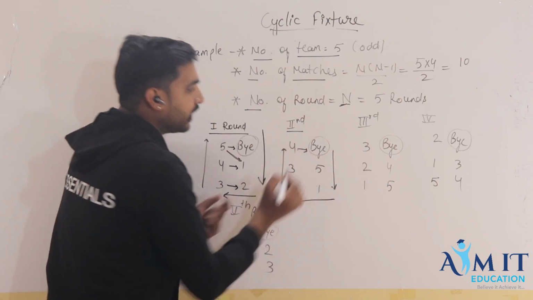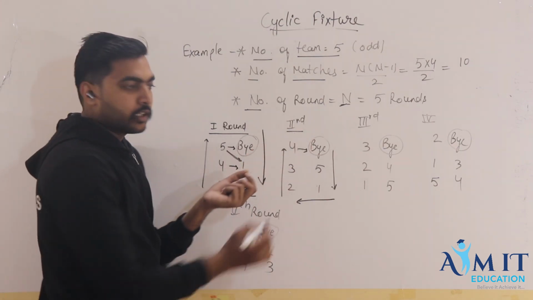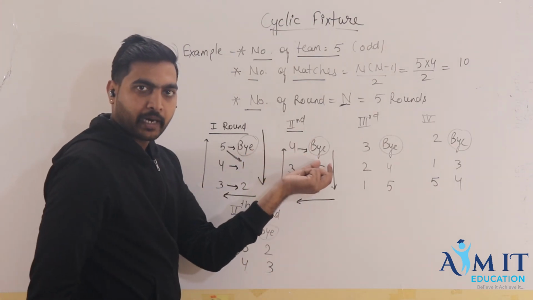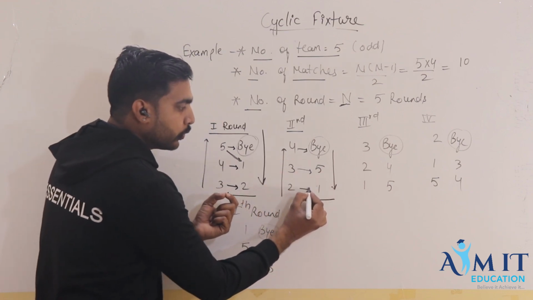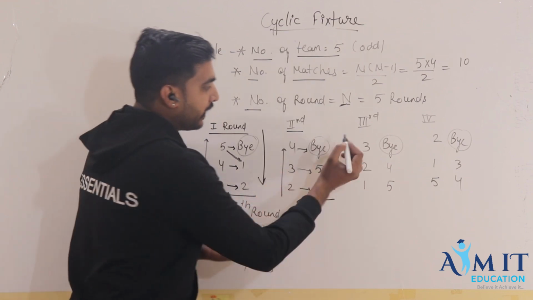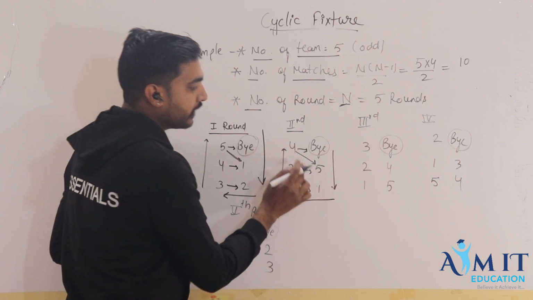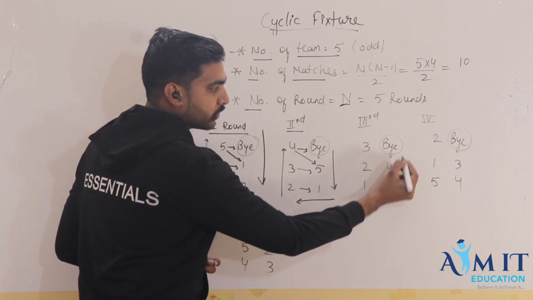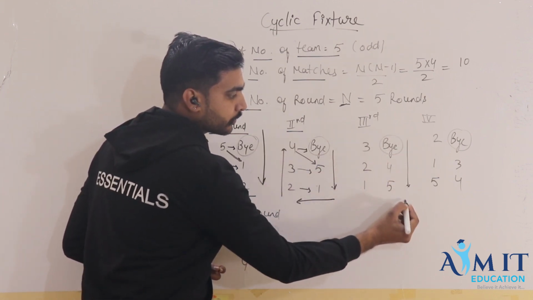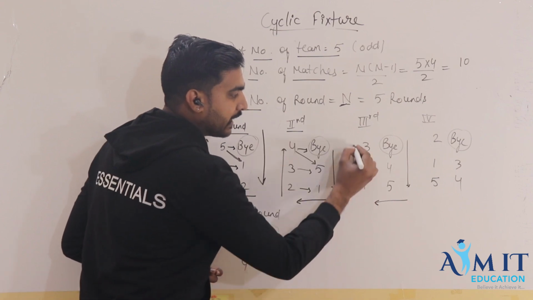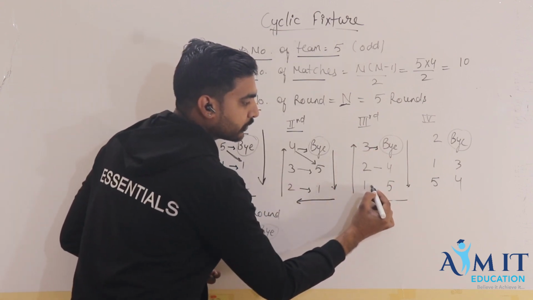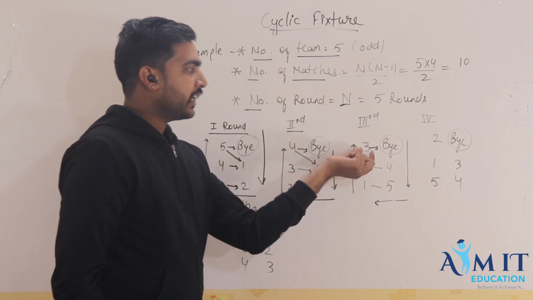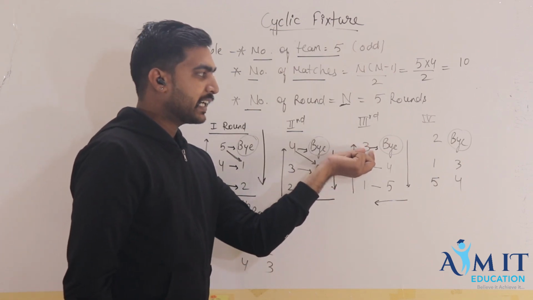It means in round number 2, team 4 will get the bye. Then 3 versus 5, 2 versus 1. In round 3, 4 comes at the place of 5. Then with the help of the arrows, we show the rotation. 2 versus 4, 1 versus 5, and in round 3, team 3 will get the bye.